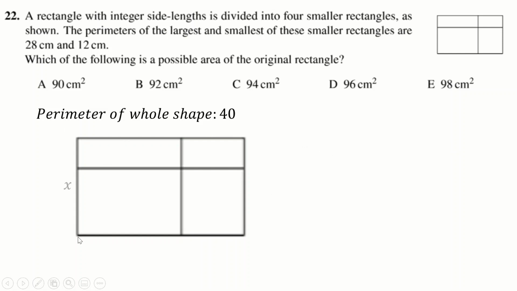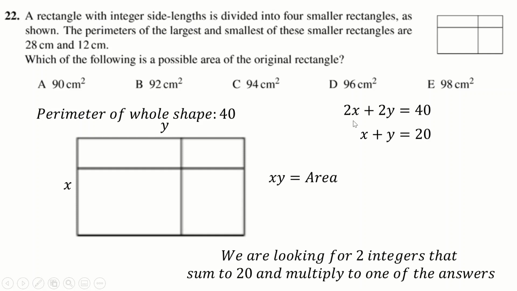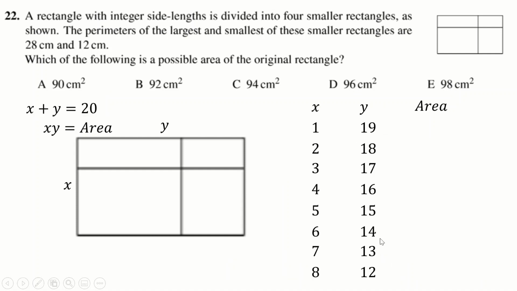Now, if I call one side x and one side y, I know that x plus y plus x plus y must be 40. So x plus y is 20. I also know that x times y is the area of the whole shape, which apparently is one of these answers and only one of them. So I'm looking for two integers, that's really important, integer side lengths, that add to 20 and multiply to one of these things. That's a bit of work, but not a huge amount. Just make a list and try to find the two integers that multiply to something on this list.